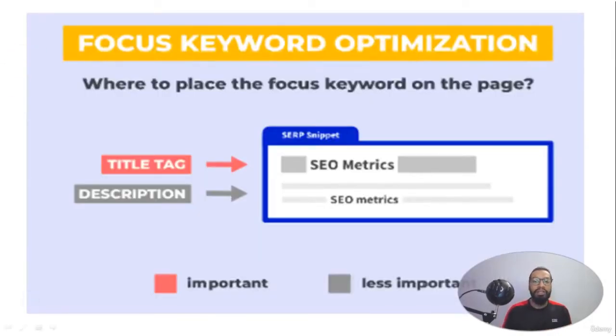So here you can see focus keywords optimization. Red labeled is important and gray labeled is less important. Where to place the focus keyword on the page? Title tag. Your focus keyword should be here in the title tag, and this is important. And in the description it is important, but it has less significance when compared with the title tag.